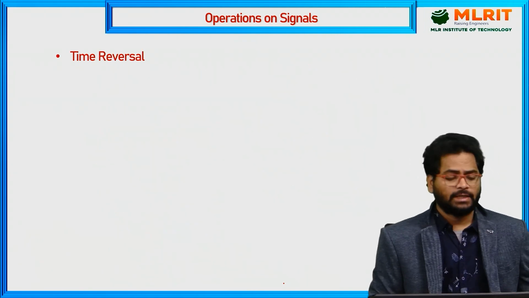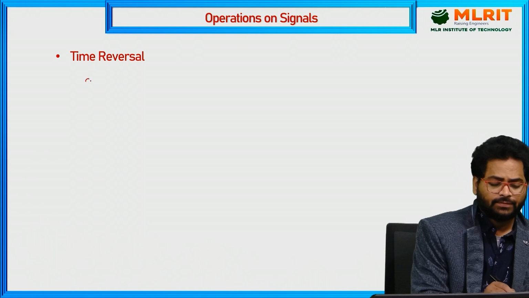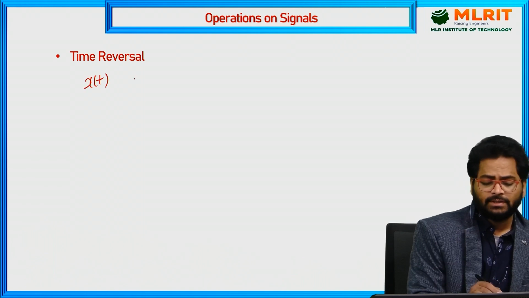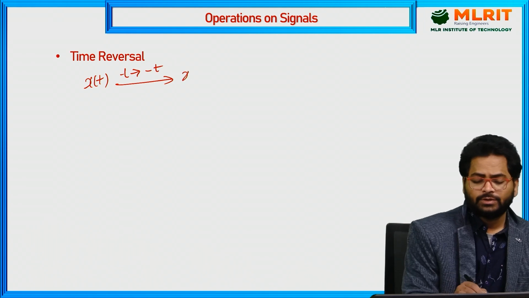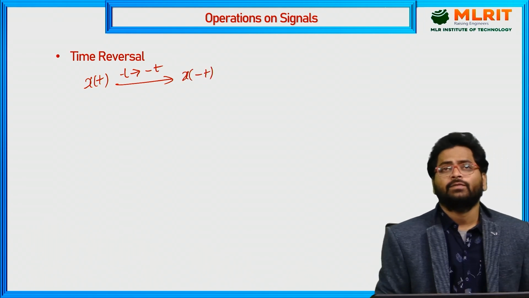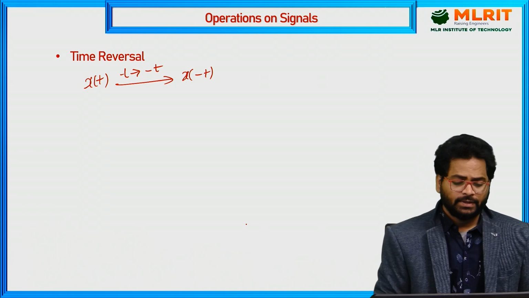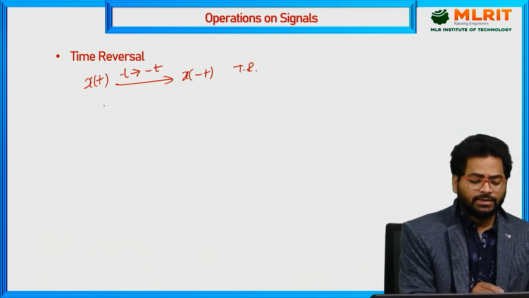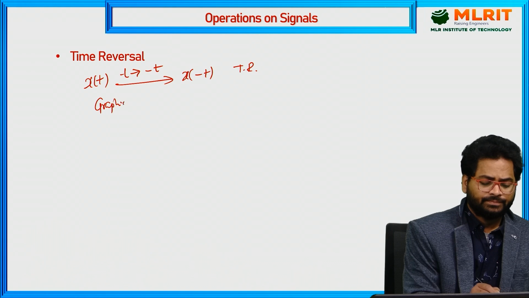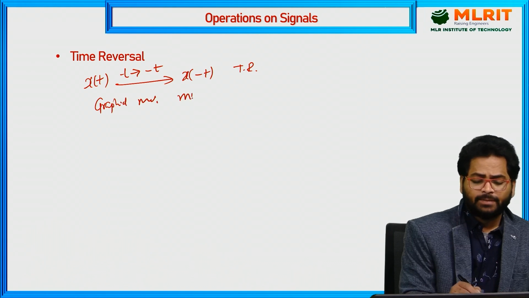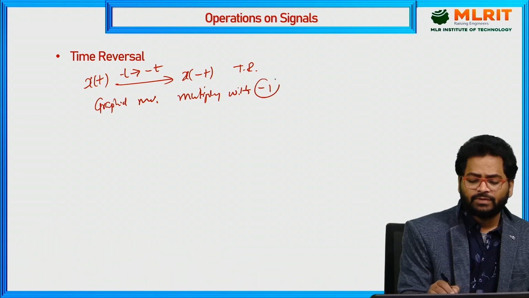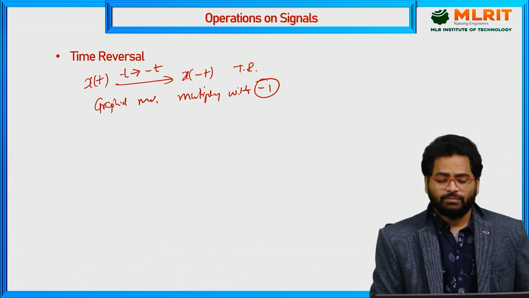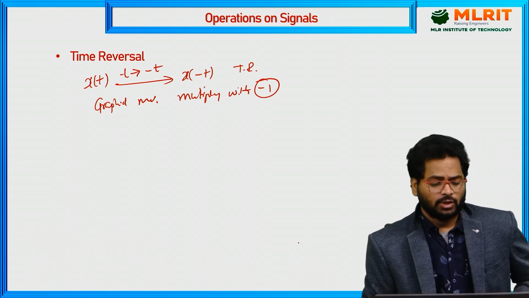Next, take about the time reversal. Time reversal means if I take x of t as one signal and my t tends to minus t, now your signal will look like x of minus t, which is called the time reversal. And what is the graphical meaning? Multiply with the minus 1, so that your signal will be obtained accordingly.